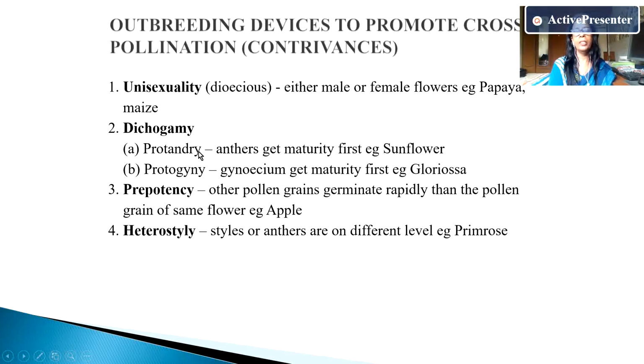Protandry means the pollen grain has to go to another flower for pollination. The anthers mature, so they release the pollen grains, which have to go to another flower. And in protogyny, if the gynoecium matures first, it has to accept foreign pollen grains from other flowers. Then prepotency. Foreign pollen grains germinate more rapidly than the pollen grains of the same flower. Example, apple. Then heterostyly. Styles and anthers are at different levels.